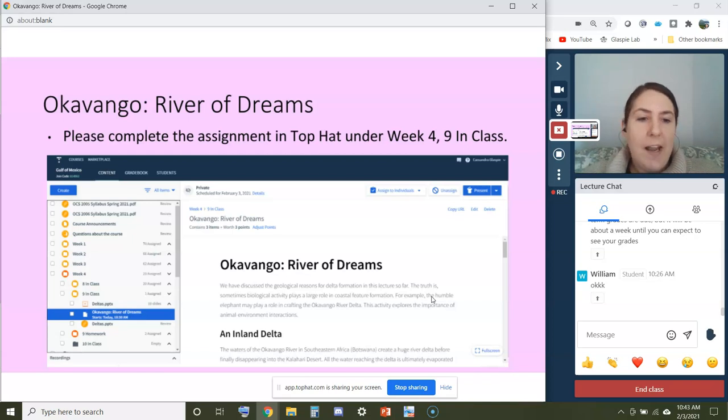It's about the Okavango River Delta, which is an inland delta. So it's not a coastal feature, but it's a delta that feeds into a desert. And I want you to explore the importance of animal-environment interactions. So it's not just geology, it's not just river flow that carves out channels. Sometimes animals can have a big impact too.